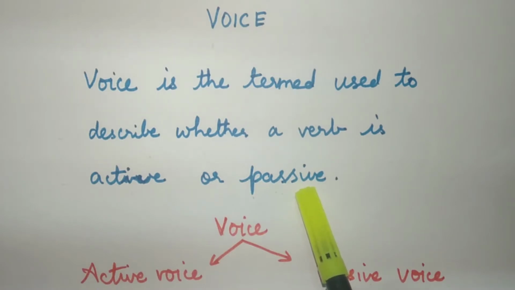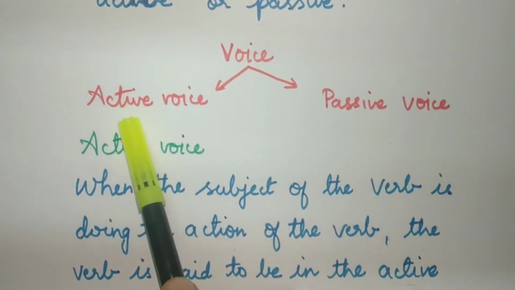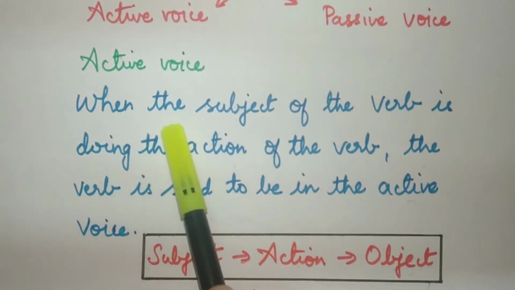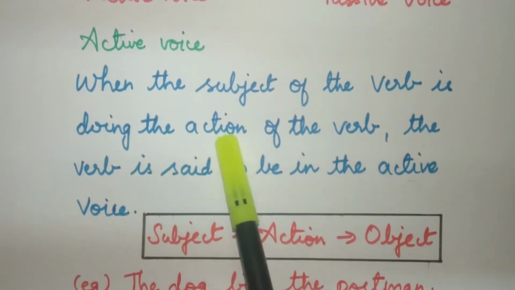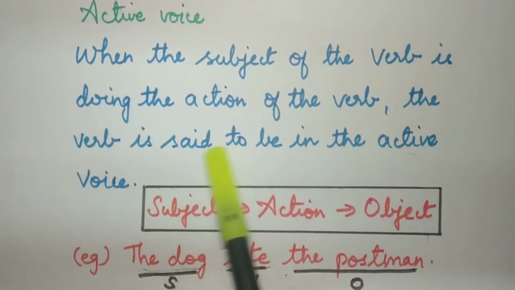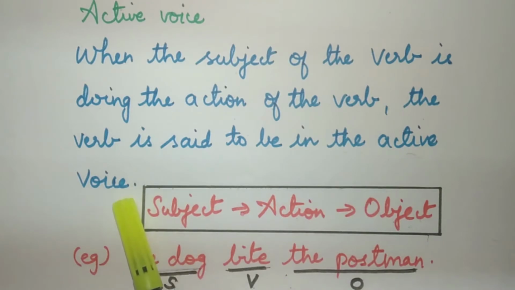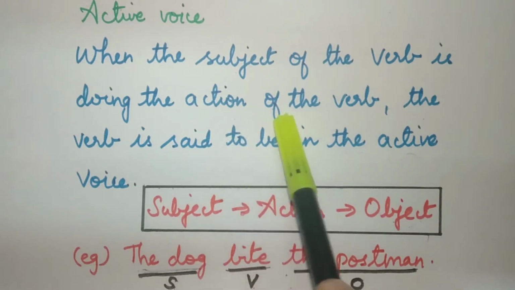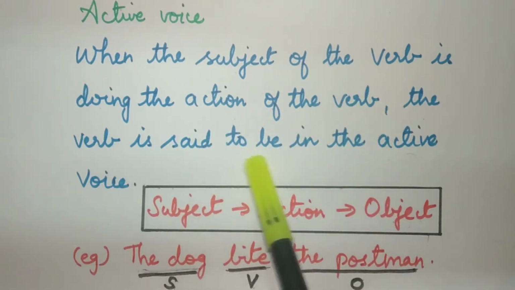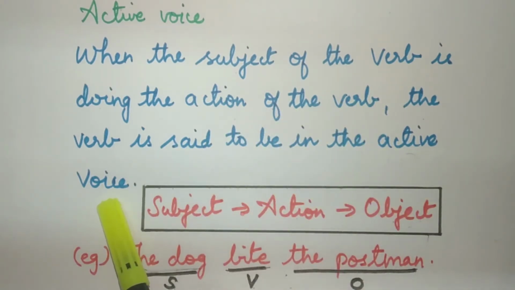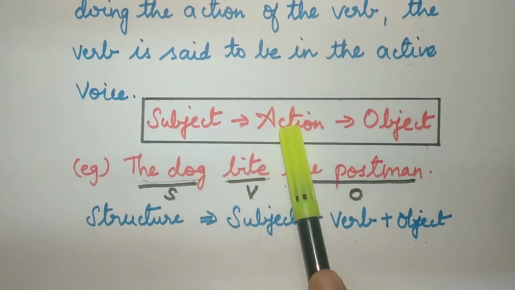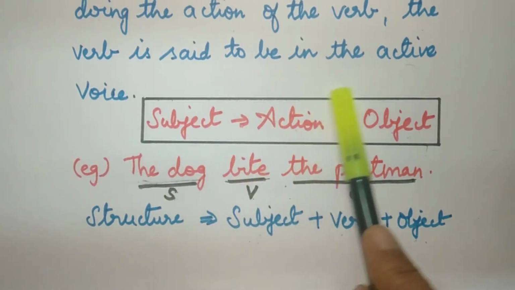Next we'll see about the types. Voice is divided into two types, that is active voice and passive voice. Active voice means when the subject of the verb is doing the action, the verb is said to be in the active voice. That means if the subject is the doer of the action or performer of the action, that verb we say as active voice. So we can see the pattern also: subject, action and object. The subject is doing the action, and the action is done on the object.